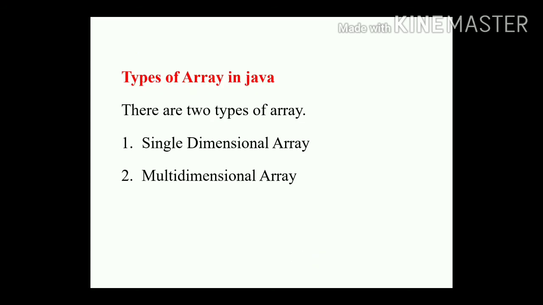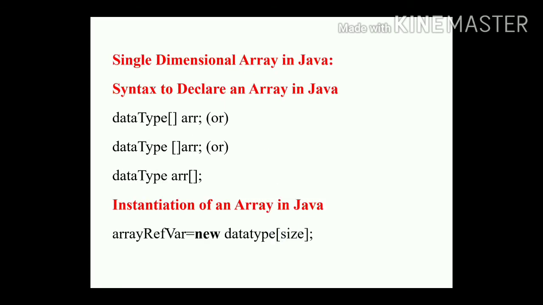Next we are going to discuss the types of arrays. There are two types of arrays in Java: single-dimensional arrays and multi-dimensional arrays. Single-dimensional arrays are declared with a single array. Multi-dimensional arrays are declared with multiple arrays in programming. First is the single-dimensional array.